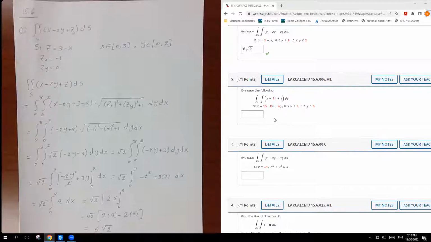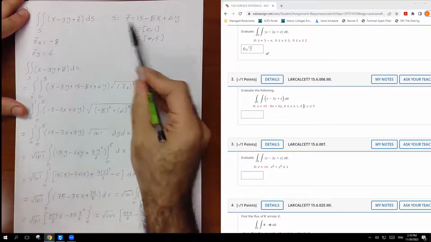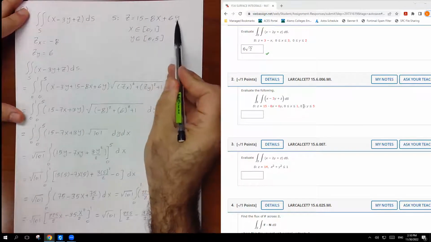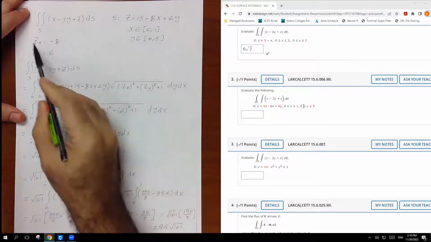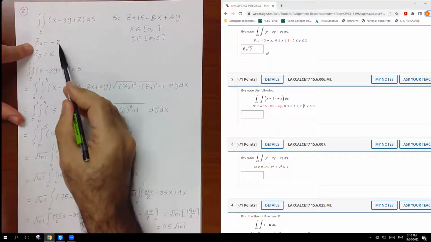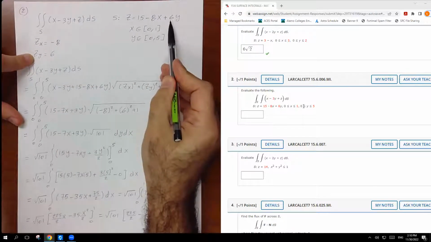We got it right. With number 2, we're going to do exactly the same thing, but now z equals 15 minus 8x plus 6y, and x between 0 and 1, and y between 0 and 5. So we're going to do exactly the same steps. So here's z equals 15 minus 8x plus 6y, with x between 0 and 1, and y between 0 and 5. So z sub x is going to be -8, and z sub y is going to be 6.